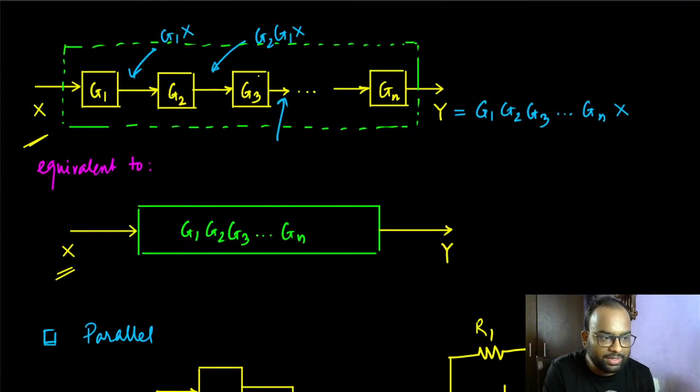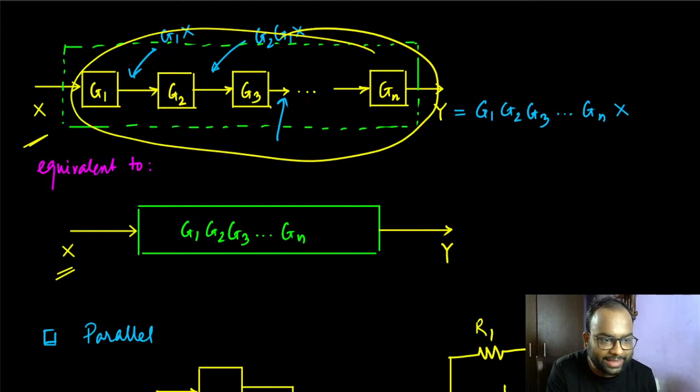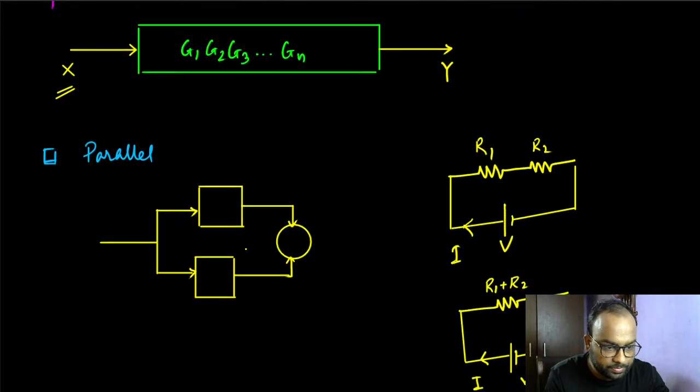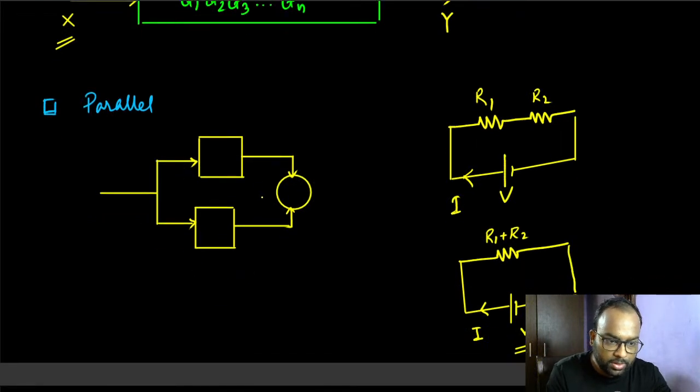Yes, having these blocks in cascade is exactly equivalent to having this transfer function. Got this?